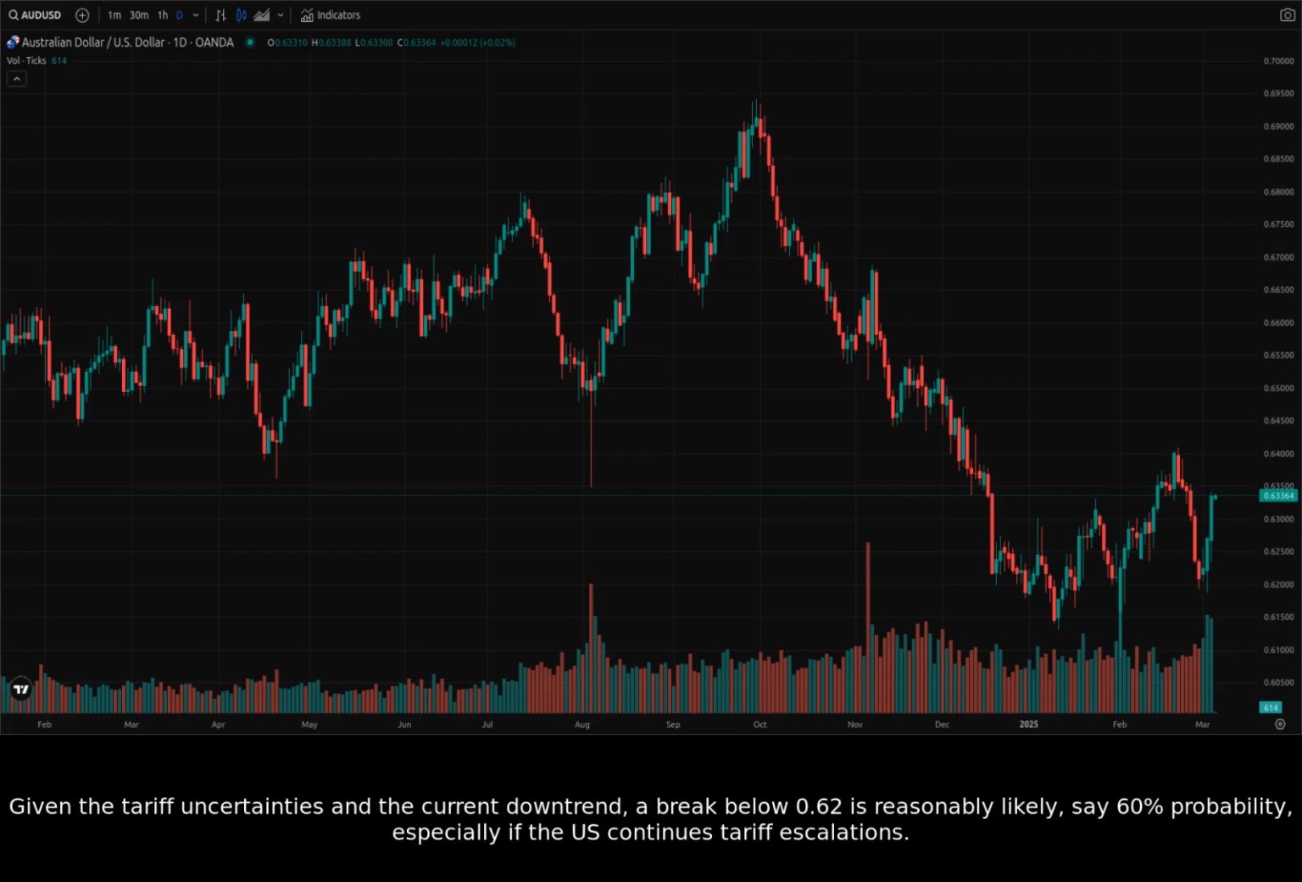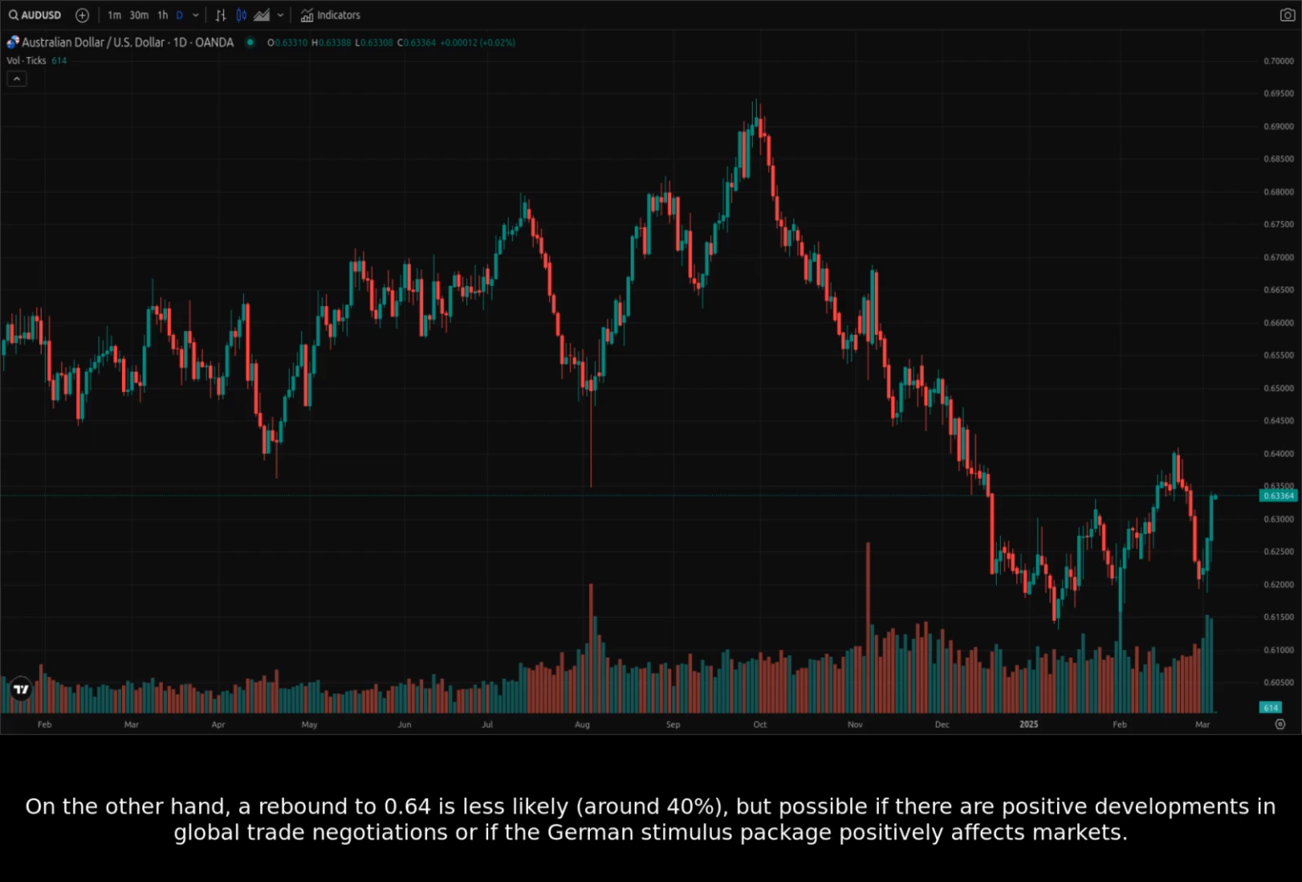Given the tariff uncertainties and the current downtrend, a break below 0.62 is reasonably likely, say 60% probability, especially if the U.S. continues tariff escalations. On the other hand, a rebound to 0.64 is less likely, around 40%, but possible if there are positive developments in global trade negotiations or if the German stimulus package positively affects markets.